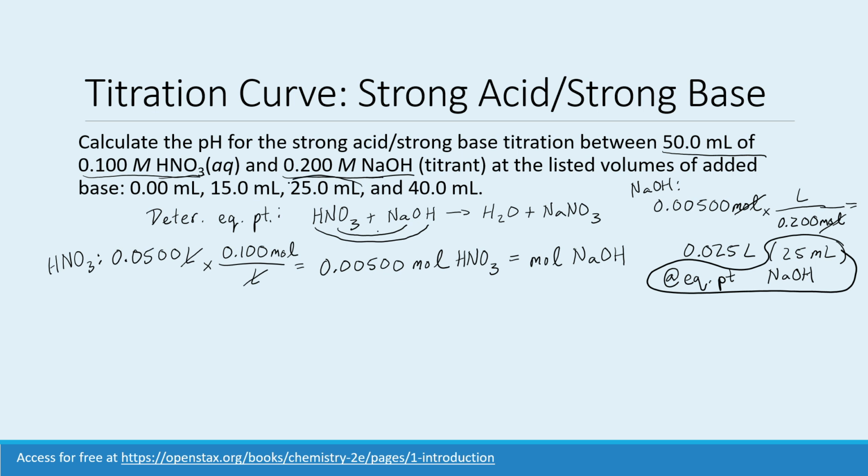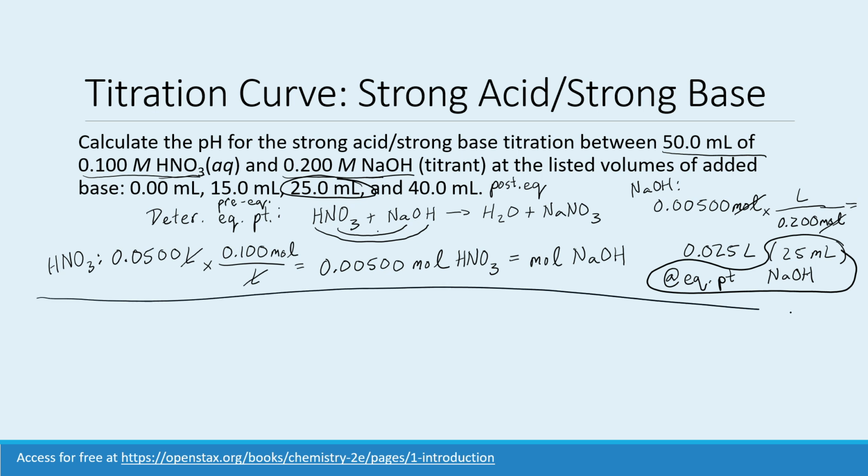So 25 milliliters is the equivalence point. So everything before the 15 milliliters will be the pre-equivalence point, and the 40 milliliters will be the post-equivalence point. And the issue is when you're doing problems like this, typically you're only given one set of milliliters instead of 4. So you're only trying to figure out in one instance, and it's helpful to know which place you're at to determine the strategy you're going to use to get that pH. Okay, so with all that, let's start with the first example of 0 milliliters.